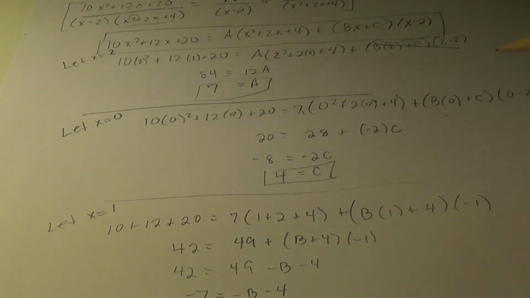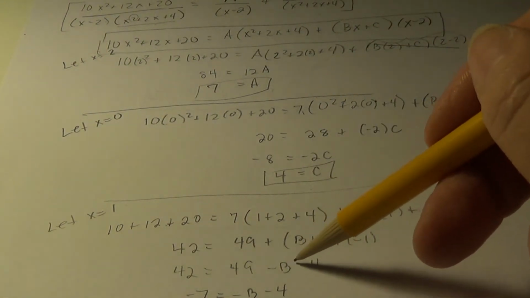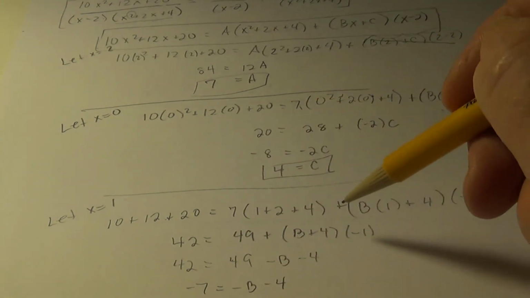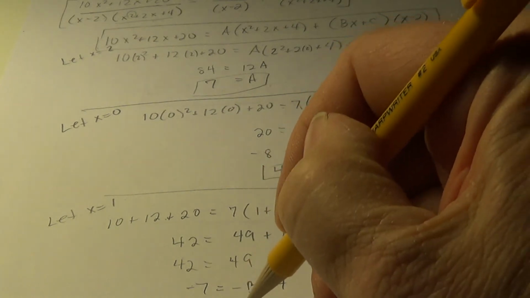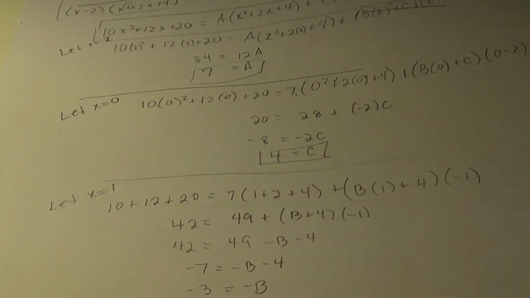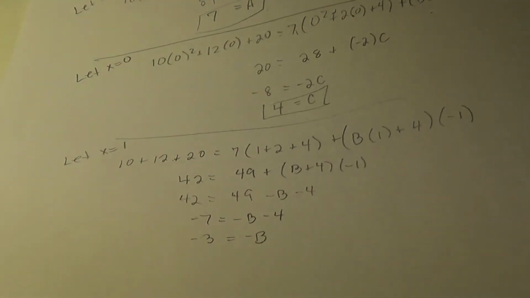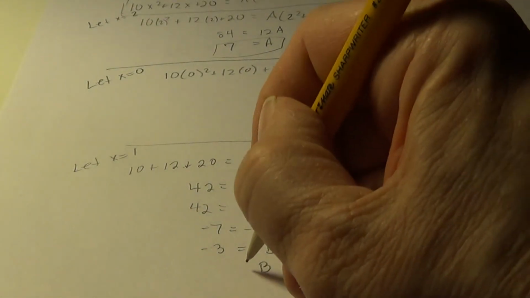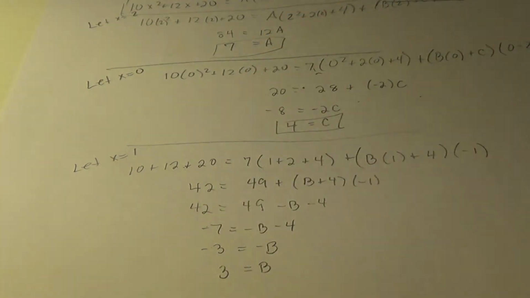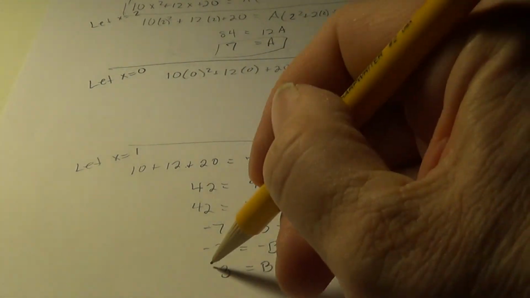When I do that, I move the minus 4 over where it becomes a plus 4. So I have minus 3 equals minus b. Just some algebra. Sorry, I keep going out of the screen. Dividing both sides by minus 1, or multiplying by minus 1, I get b equals 3.